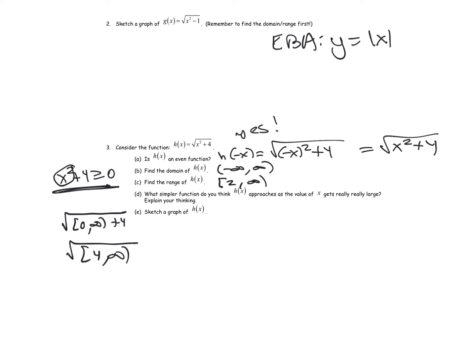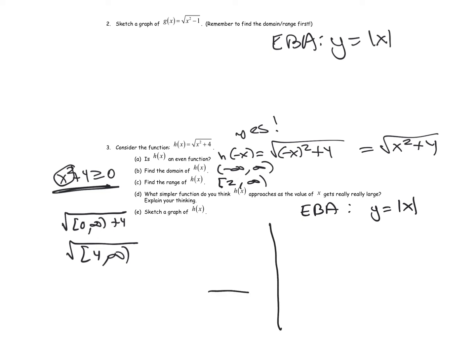And part D, as x gets huge, what simpler function do we think h of x approaches? Well, I'm going to think the exact same, because as x gets huge, the plus 4 makes less of a difference. So like in the previous problems, our EBA is going to be y equals the absolute value of x. And again, it's because as x gets huge, that plus 4 is going to make less of a difference.